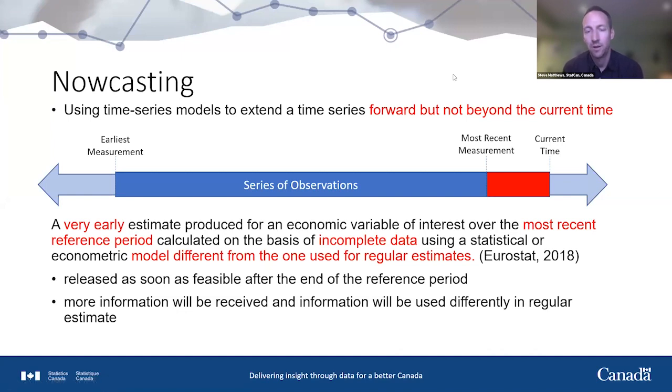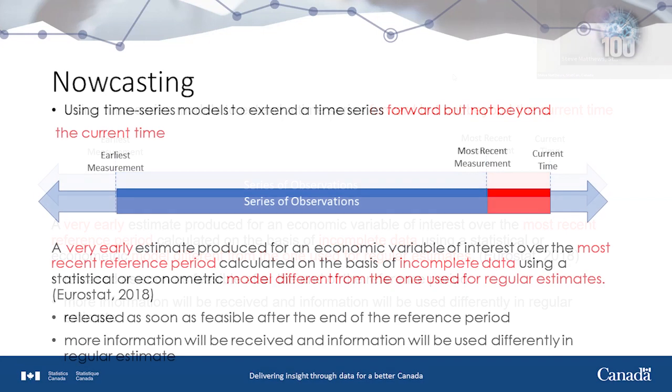So we recognize that we don't have all the data at the current time. More data may come and we may use it differently in the future. But for this nowcast, we can at least use the data that we do have at our disposal. And an economic, statistical or econometric model different from the one used for regular estimates. That opens the door to using a model to predict an estimate that will eventually come from a survey or some other kind of method like that.